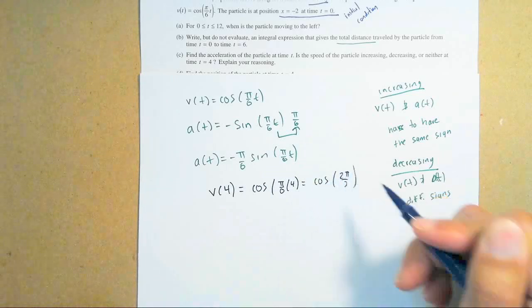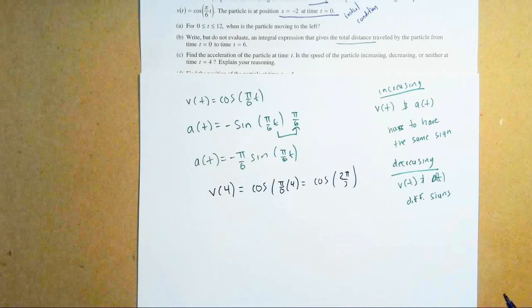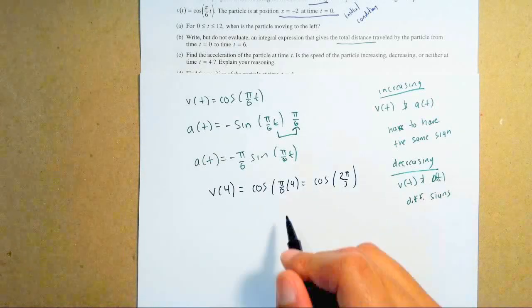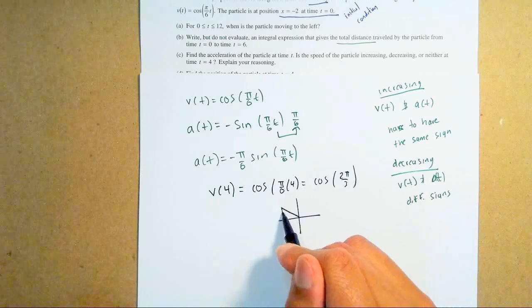Problem is, 2 pi over 3 is in the second quadrant. So I have to think about, well, what does it mean for it to be in the second quadrant? What's the value of it? Well, 2 pi over 3 being in the second quadrant, your angle looks like that.